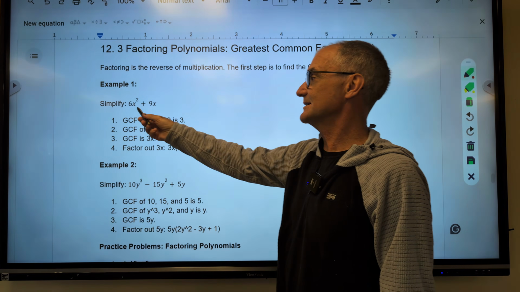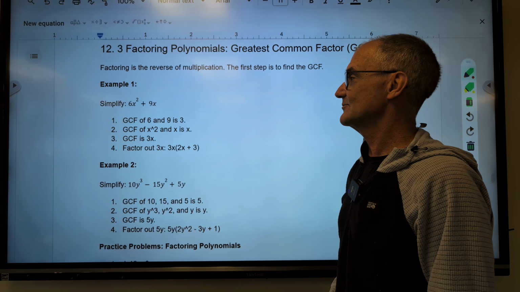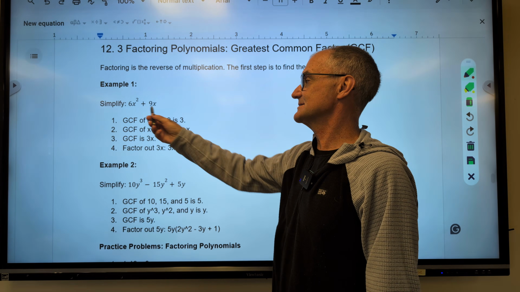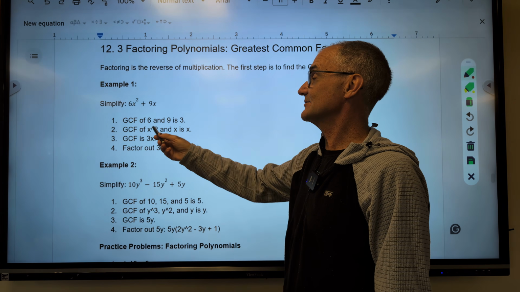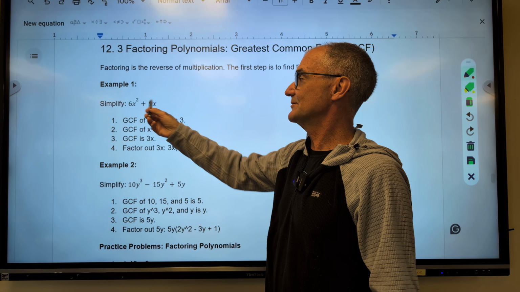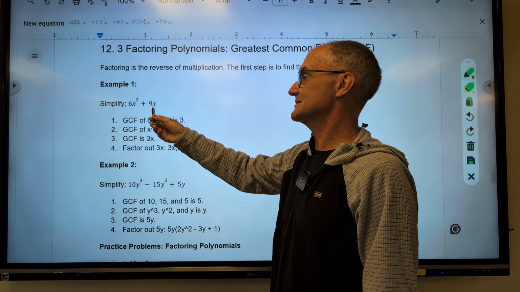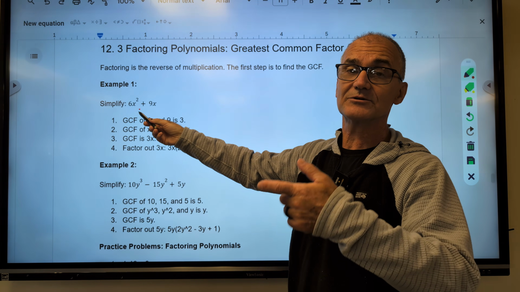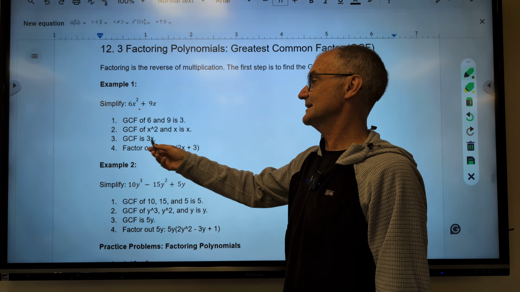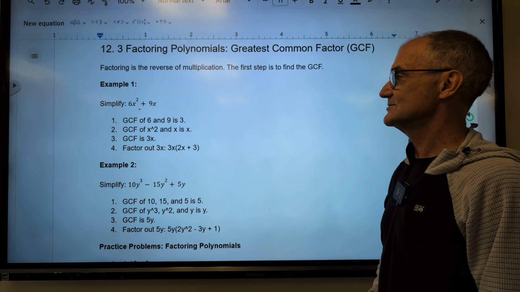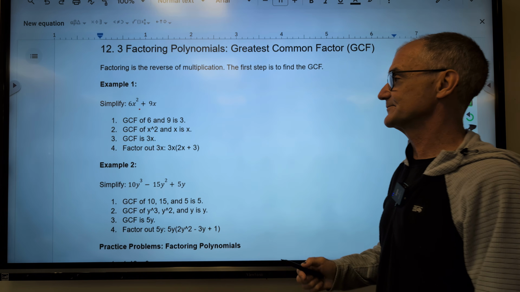What number will go into this and this? Well, the largest number that'll go into both 6 and 9 is a 3. And then I need to pull out a greatest common factor of the variable term. This is x squared and x, so the greatest common factor that'll go into both of them is an x. So that means the 3 and the x together give me a 3x. So I'm going to pull a 3x out.